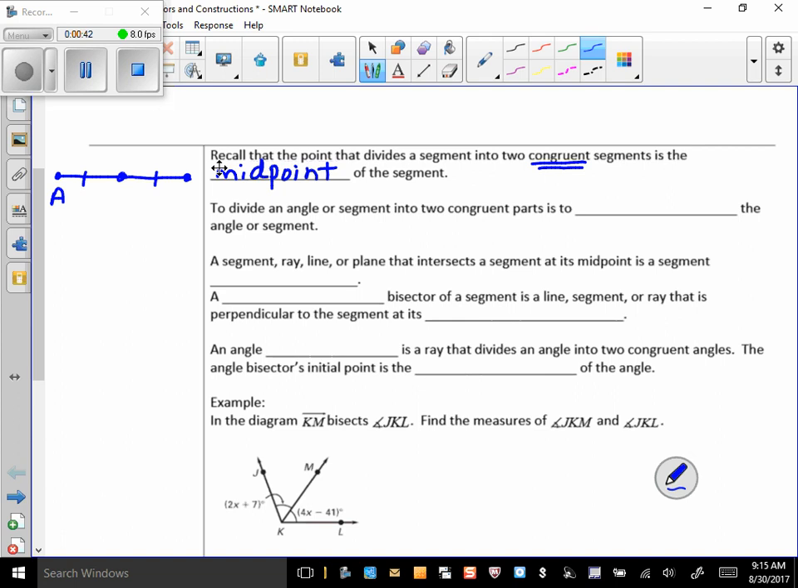So for instance, if this is A, and let's say B is the midpoint of AC, then what I know is that AB is congruent to BC, because that's the definition of midpoint. It doesn't say they're divided into equal parts, they're divided into congruent parts. So again, I'm harping on the terminology and symbology, but it's so very important.